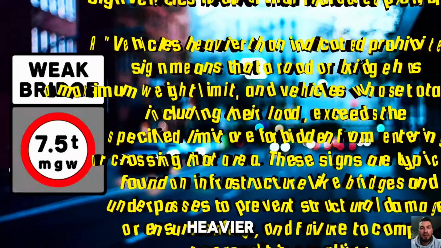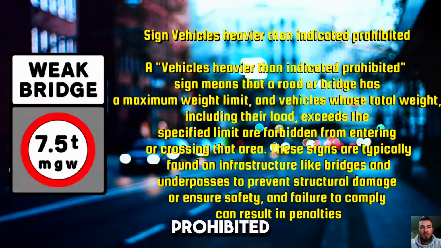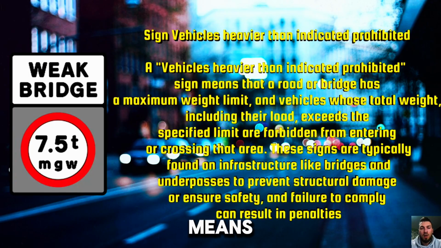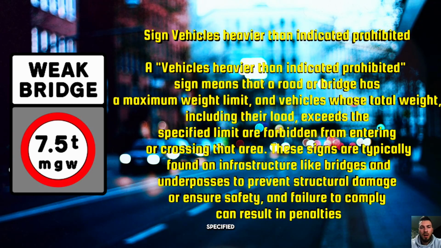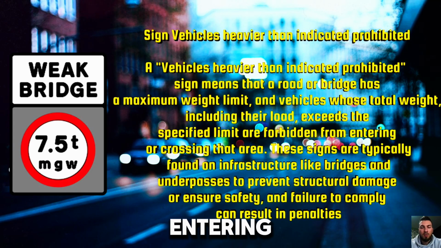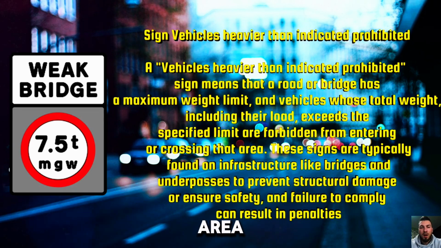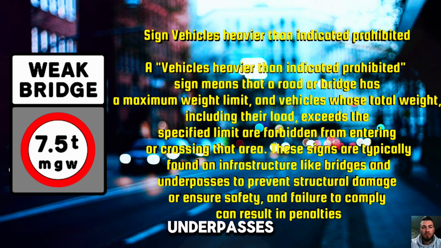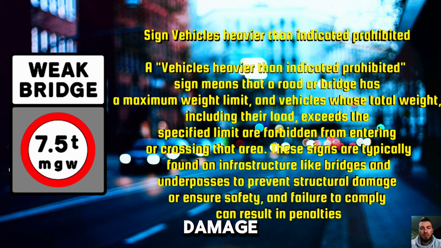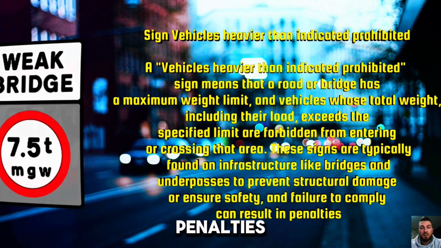Sign: vehicles heavier than indicated prohibited. A vehicles heavier than indicated prohibited sign means that a road or bridge has a maximum weight limit, and vehicles whose total weight, including their load, exceeds the specified limit are forbidden from entering or crossing that area. These signs are typically found on infrastructure like bridges and underpasses to prevent structural damage or ensure safety, and failure to comply can result in penalties.